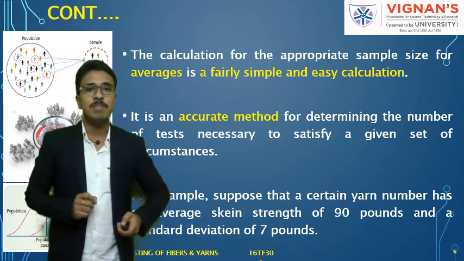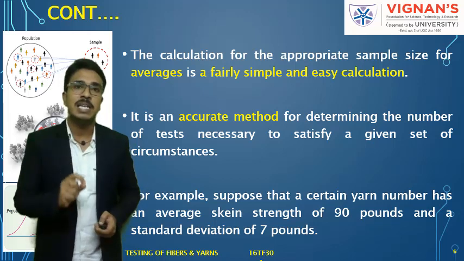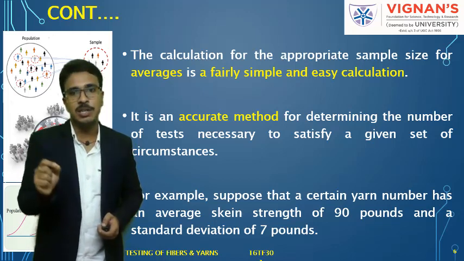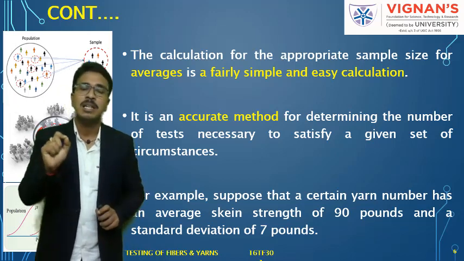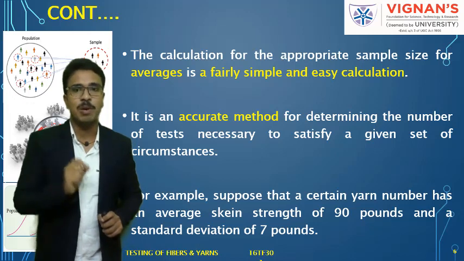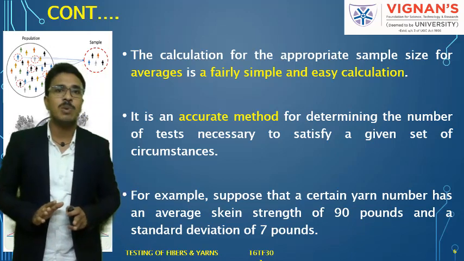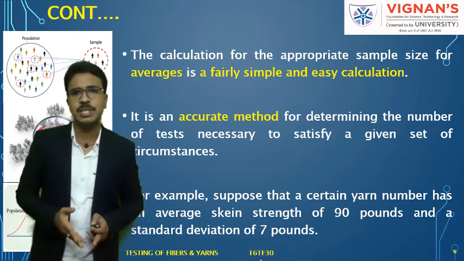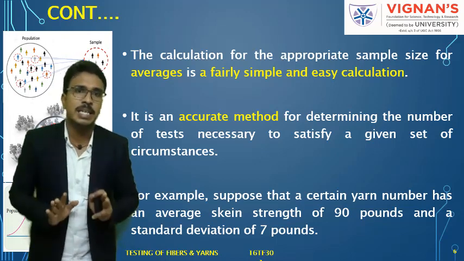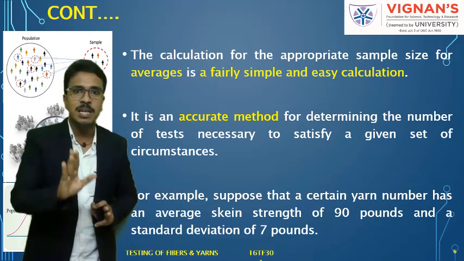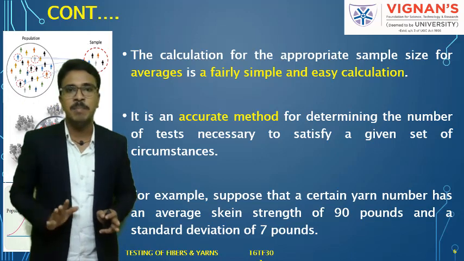For example, take a yarn number which has an average skein strength of 90 pounds and a standard deviation of 7 pounds. Standard deviation, that is SD, is 7 pounds. This is the information, this is the criteria. The average skein strength is 90 pounds with a standard deviation of 7 pounds from the mean value.